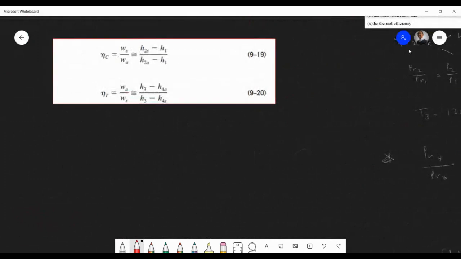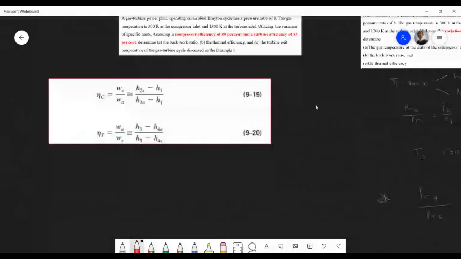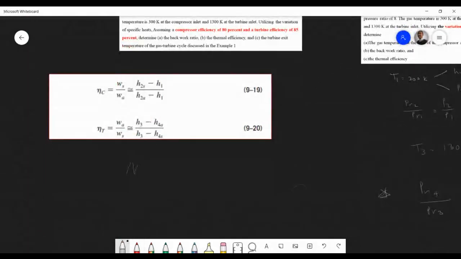That this H4 value, when you find it, H2 in fact will become H2S, and H4 will be H4S, because those are the isentropic values. So we're going to now go from this isentropic into finding the actual value. We'll start with the compressor efficiency. This is normally given to you. They're asking what the compressor efficiency is: 80%. That looks like a typical value. So we go H2S minus H1 over H2A minus H1, and we know this is 0.8.